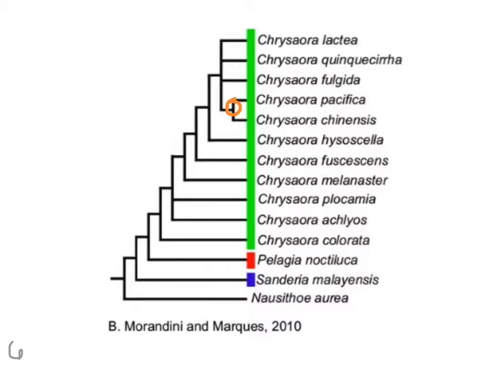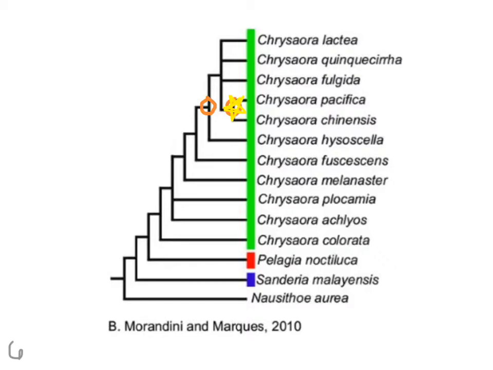Now, find the common ancestor of Chrysora chinensis and Chrysora isocella. Where is that? Pause. Did you mark that point? I'm hoping you did. So, which common ancestor is more recent? Ding, ding, ding. This one. So, Chrysora pacifica and Chrysora chinensis have a more recent common ancestor.